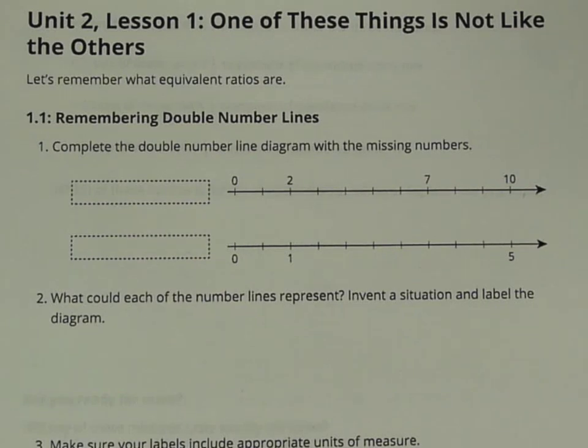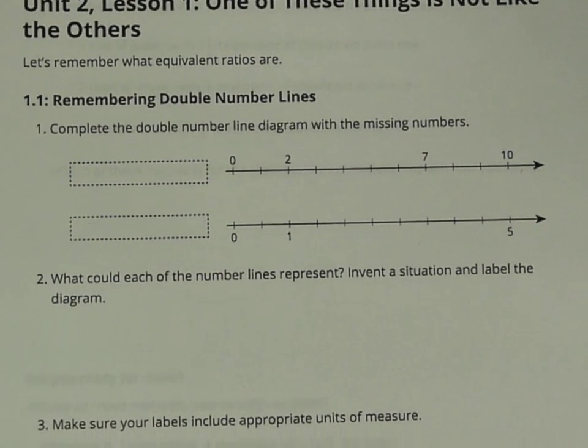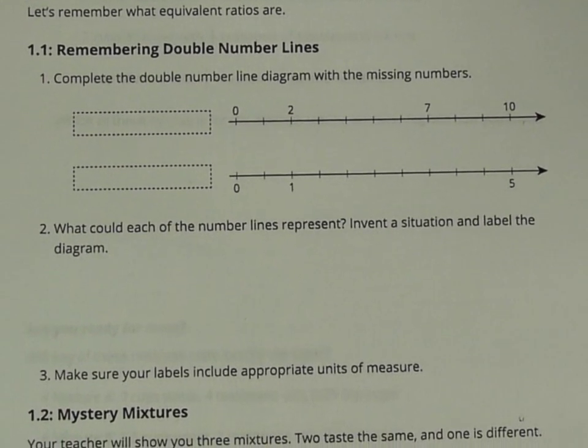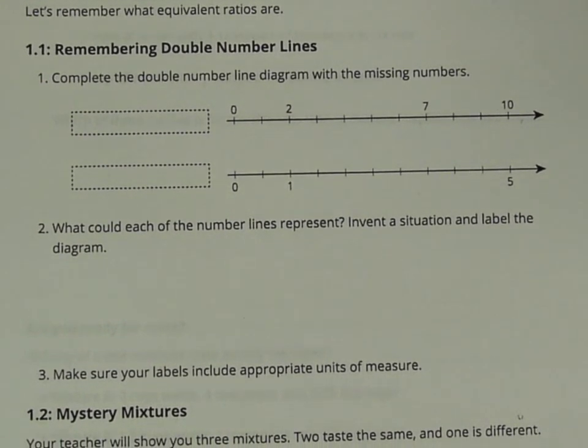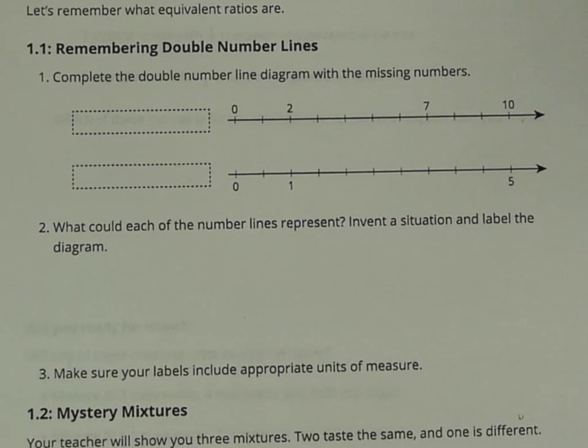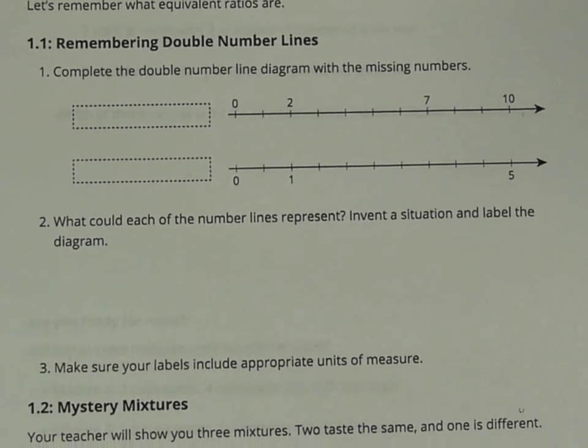Lesson 1 on page 7. The first thing we're going to do is review, hopefully this is a review, and hopefully you remember what double number lines are. Double number lines are basically a bunch of equivalent ratios.